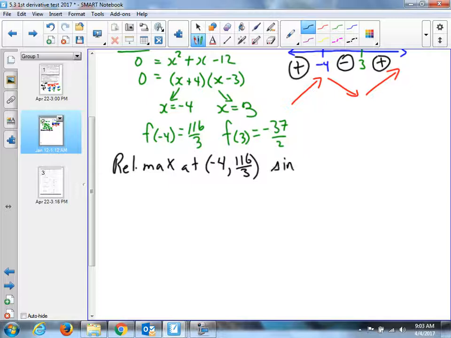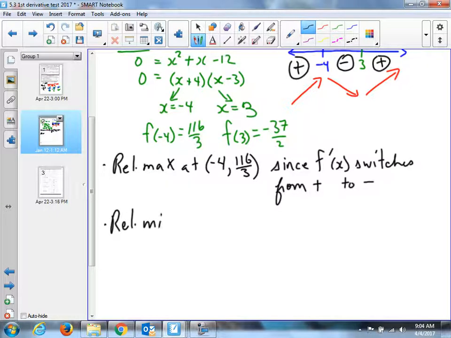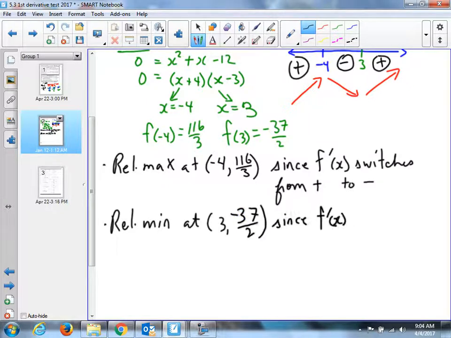Why? Since the derivative, tell me what rule you use, switches from positive to negative. Okay, switches signs at that point. Some of this statement is implied. Right? Relative min at 3, negative 37 over 2, since the derivative switches signs from, as you can take a look above at our diagram, negative to positive.